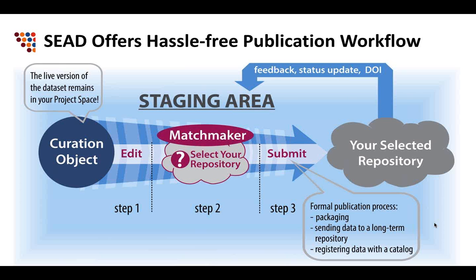And finally, step 3, you click Submit to send your data on a path to publication. At any time, you can go back to the staging area to check the status of your publication or see a DOI for a previously published data set.